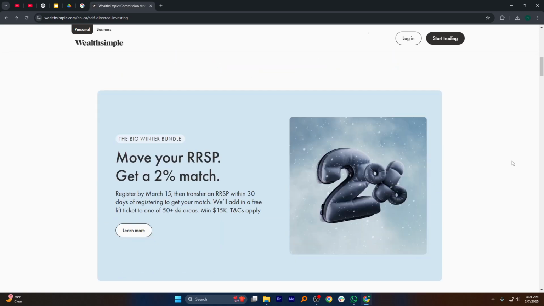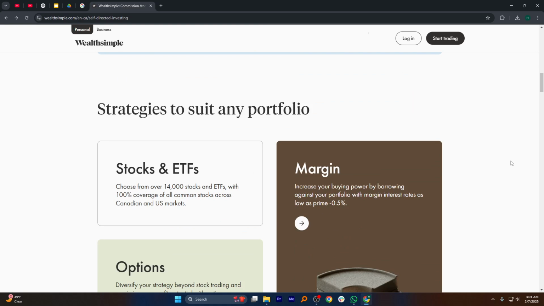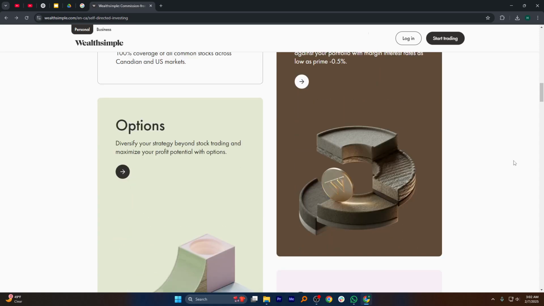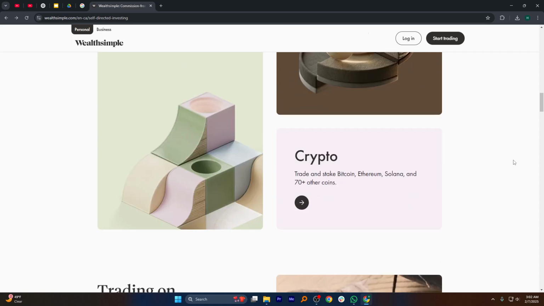To sell, go to your portfolio, select the stock, tap Sell, enter the amount, and confirm. You can track your investments anytime through the WealthSimple Trade dashboard. WealthSimple Trade offers zero commission trading, making it a great choice for beginners looking to invest in stocks and ETFs.